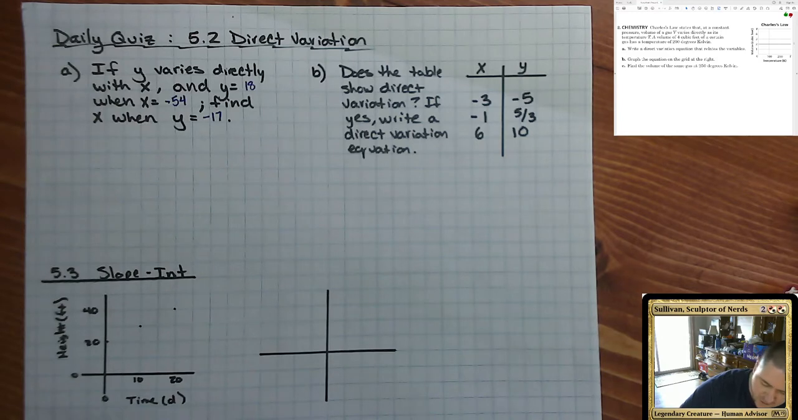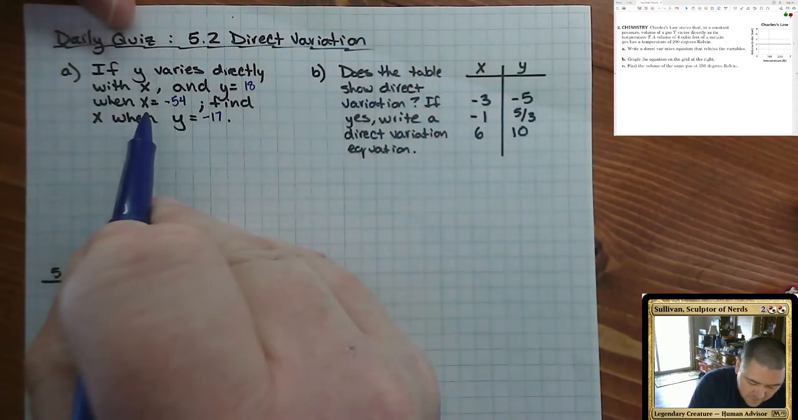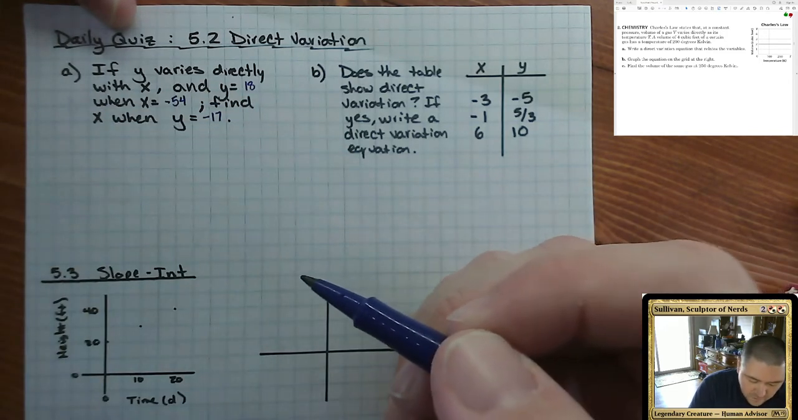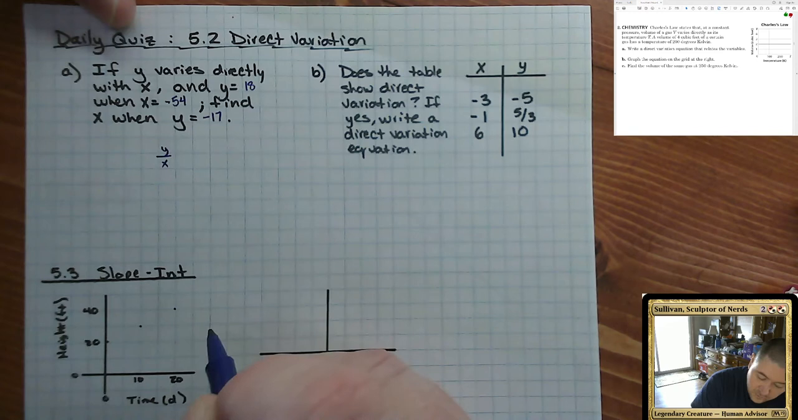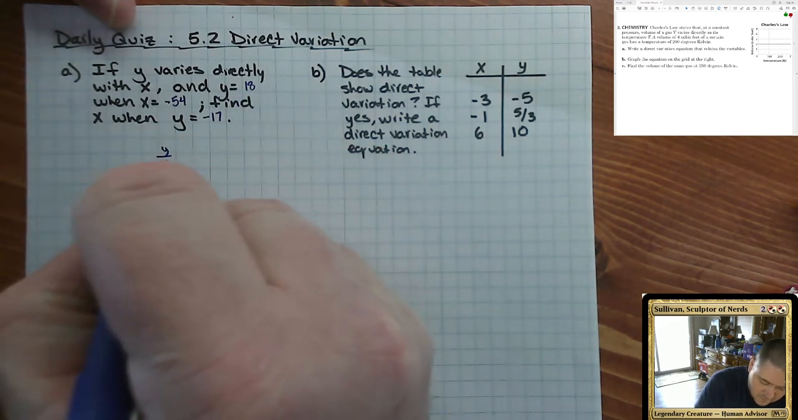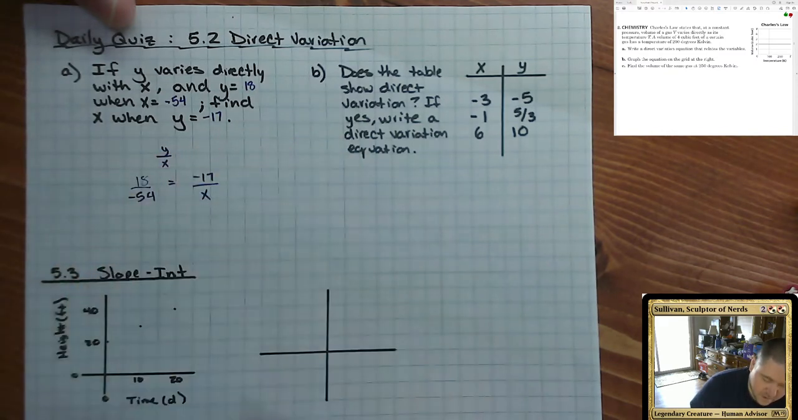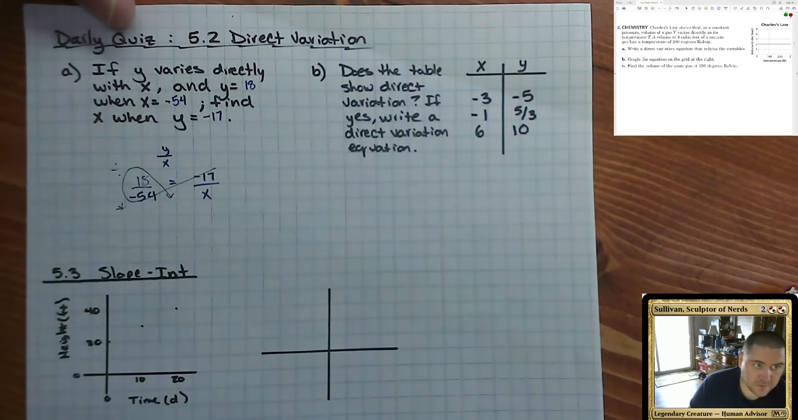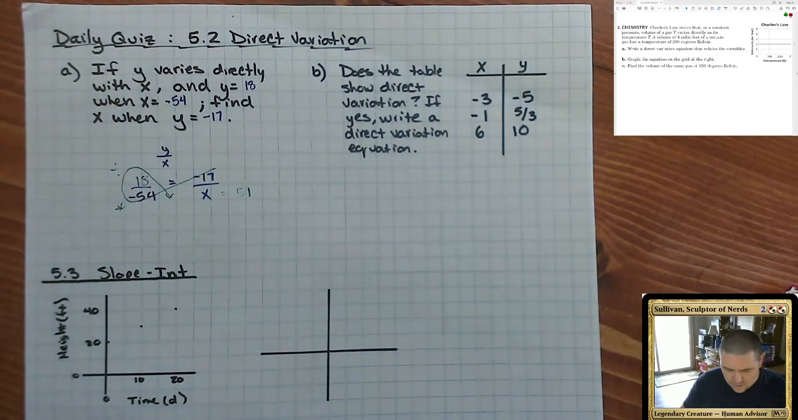So we last did direct variation, where we were talking about proportions. Basically, if y varies directly with x, then I can have y over x. And if y is over x, then 18 is over negative 54, and negative 17 is over x. So I cross multiply and solve that way. I can either do the Jesus fish, we call it alpha, multiply the two that line up, divide by the one that doesn't, and get 51.